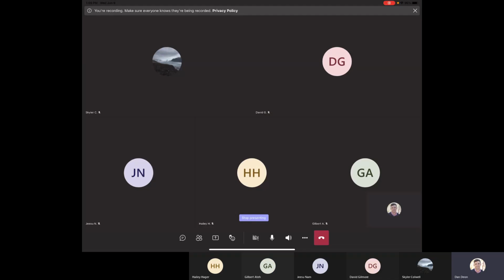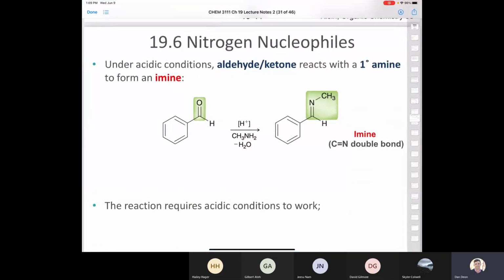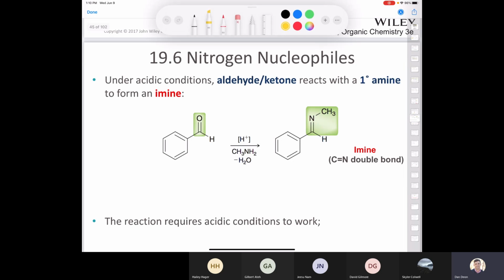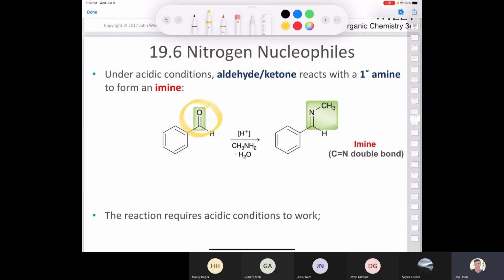Oxygen nucleophiles. That was what we ended with last class. And today we're going to start section 19.6, which deals with a nitrogen nucleophile. So if you have a carbonyl of an aldehyde or a ketone, you can imagine that a nitrogen could attack the electrophilic carbon in the carbonyl. Well, how is that going to happen?